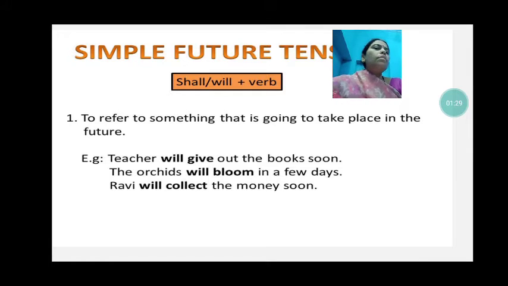Then, the orchids will bloom in a few days. The orchid is a flower. It is a bud now. It has not become a flower, but it is going to become a flower in a few days. Ravi will collect the money soon. So Ravi has not collected the money, but he is going to collect the money soon.